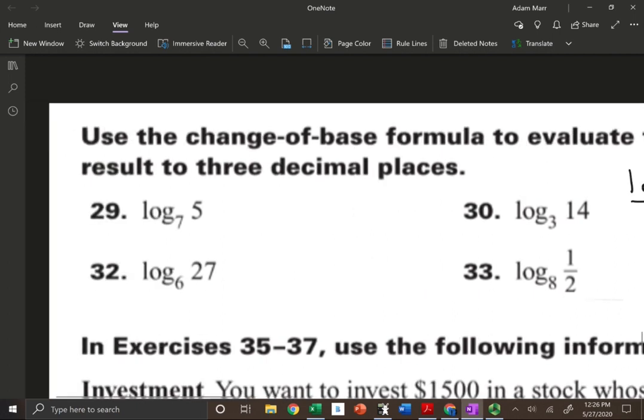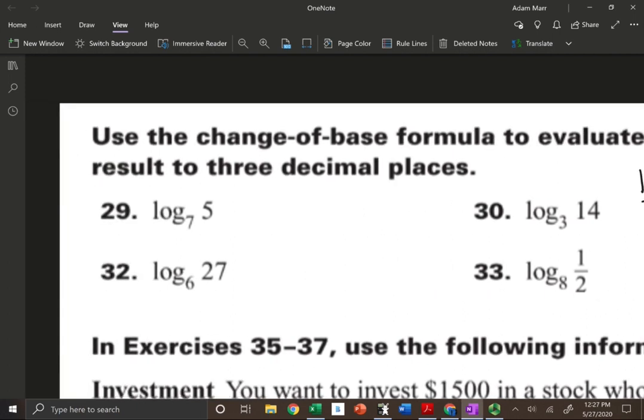Okay. So let's look at this number 132 right here. We have log base 6 of 27. All right, so we convert that. It's a log of the argument. So basically the style here is log of the big number over log of the little number. And by log, I mean log base 10. So I'm going to say log of the argument, which is 27, over log of the base, which is 6. So log base 10 of 27 over log base 10 of 6.